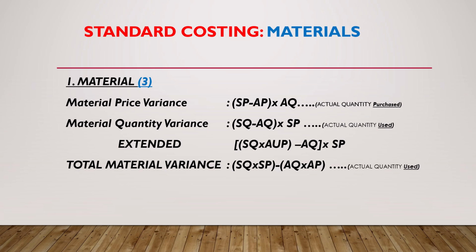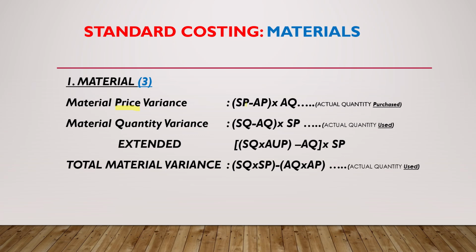The first thing you need to know when you talk about material is that you have 3 formulas that you are going to use. For the first one, your focus will be on price. That means you are going to compare standard information and actual information of price. We call it material price variance. So you will say MPV equals standard price minus actual price.